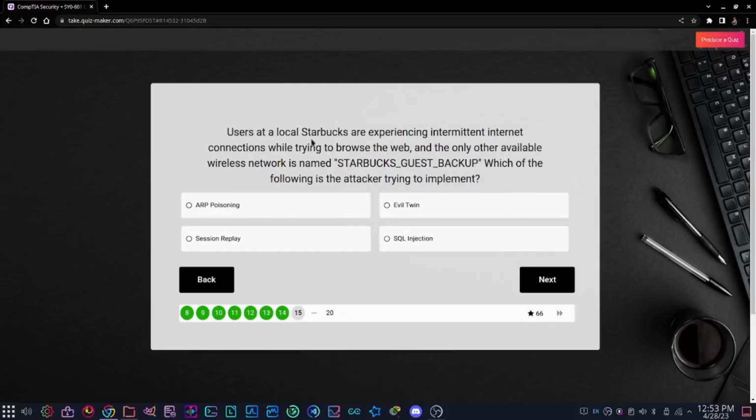Alright, question 15. Users at a local Starbucks are experiencing intermittent internet connections while trying to browse the web, and the only other available wireless network is named Starbucks Guest Backup. Which of the following is the attacker trying to implement? So we have ARP poisoning, evil twin, session replay, and SQL injection. If they're experiencing intermittent connections, they're probably being de-authenticated. And if the network name is Starbucks Guest Backup, which is probably set up by a hacker with a rogue access point, or rather an evil twin, this would be the best answer.